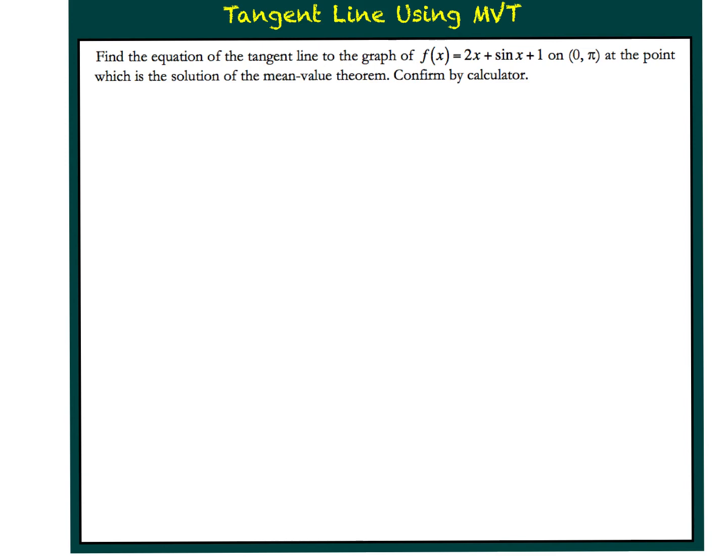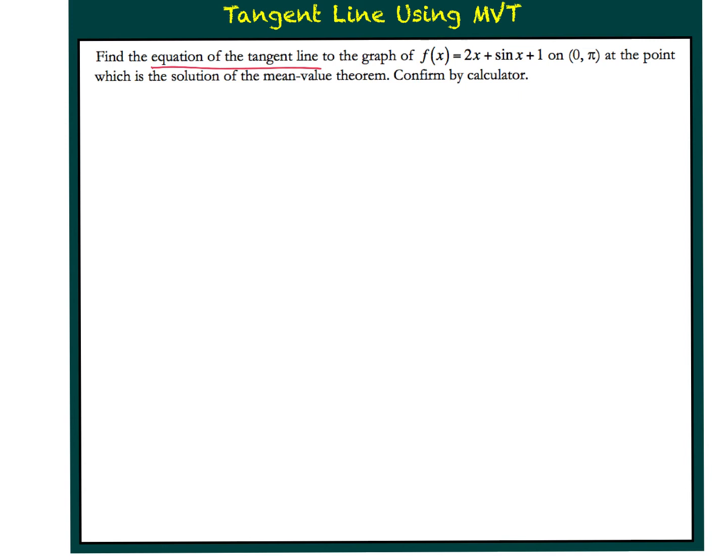So on this one, we're going to find the equation of the tangent line. What do we need for an equation of a tangent line? A point and a slope. We've been doing that for a while, and we're still going to do it for a while. Of the graph f of x is equal to 2x plus sine x plus 1 on the interval 0 to pi at the point which is the solution of the mean value theorem. All right?